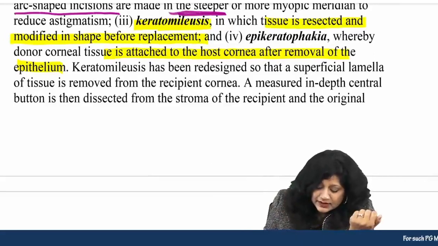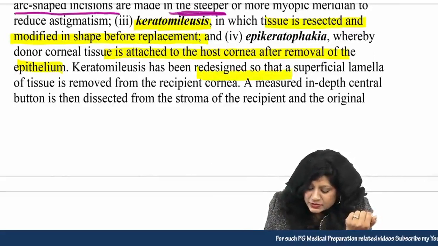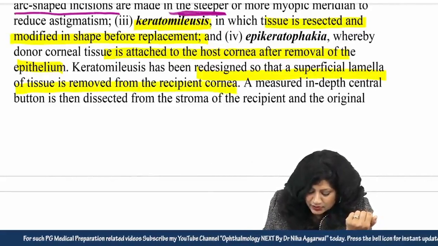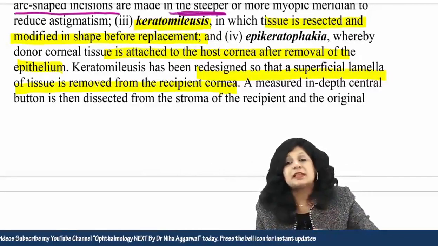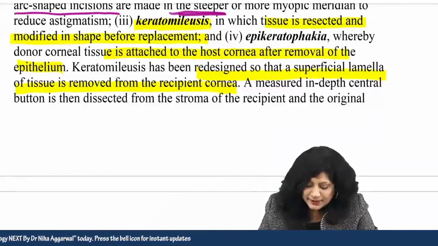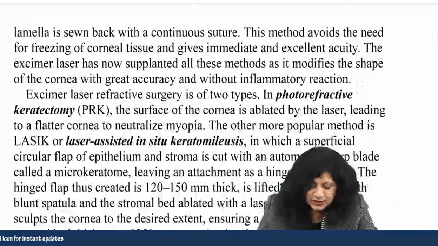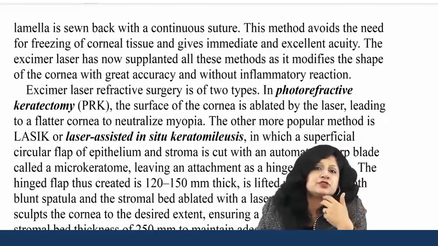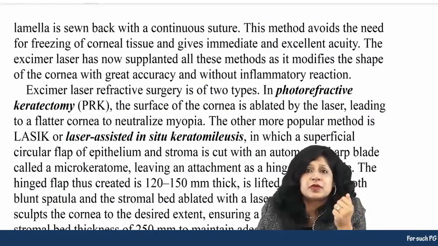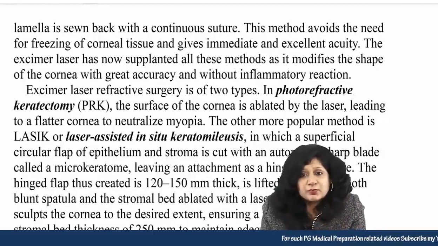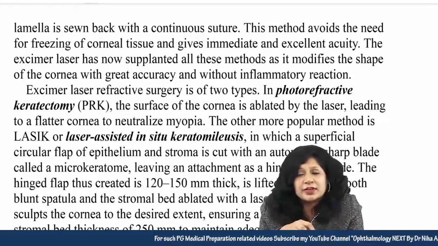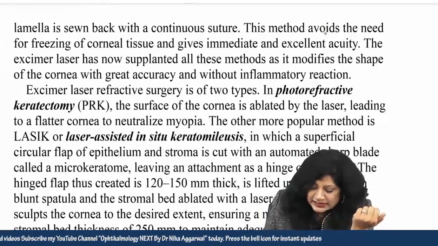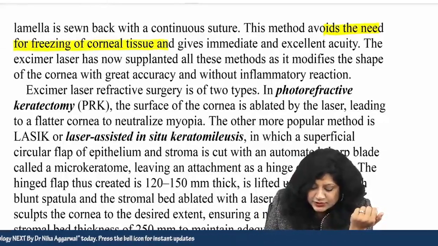Keratomileusis has been redesigned so that a superficial lamella of the tissue is removed from the recipient cornea. So when you are doing the ablation from the stromal bed, okay, then the original lamella is swung back. We can modify the actual curvature of the cornea in cases of keratomileusis, where you are first removing a flap, then you are doing modification, and then you are putting it back. Okay. This method avoids the need of freezing the corneal tissue and gives immediate and excellent vision.